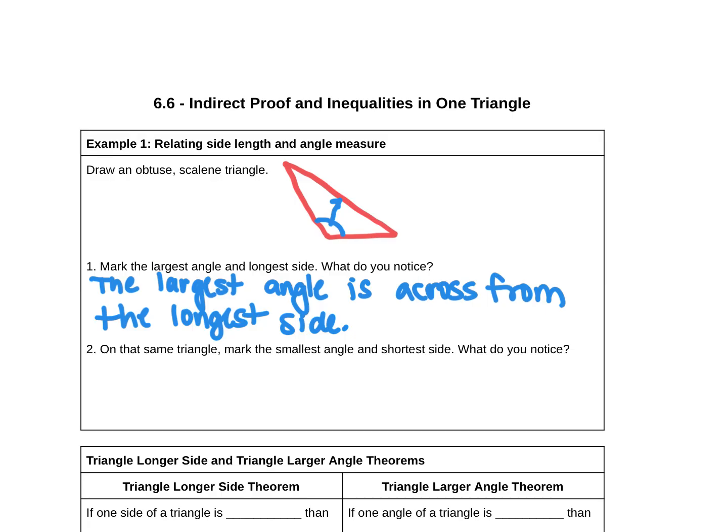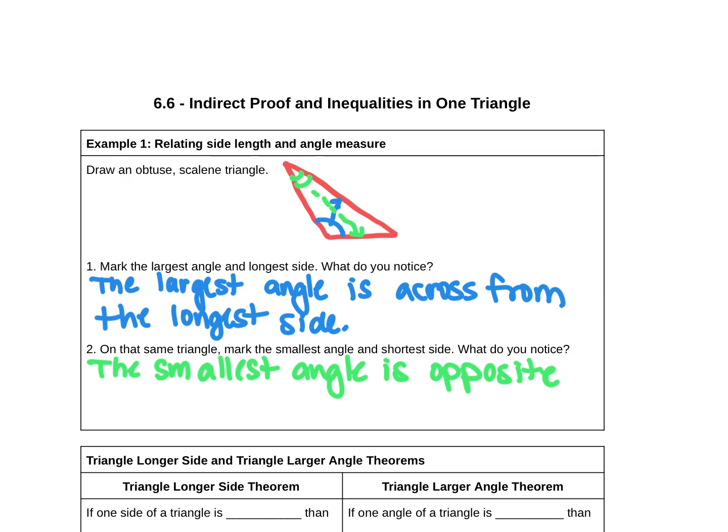And it works the other way too. Your smallest angle, and unfortunately it's kind of hard to tell which one, but I'm suspicious this one's going to be my smallest one. Your smallest angle is going to be opposite your smallest side, the shortest side.